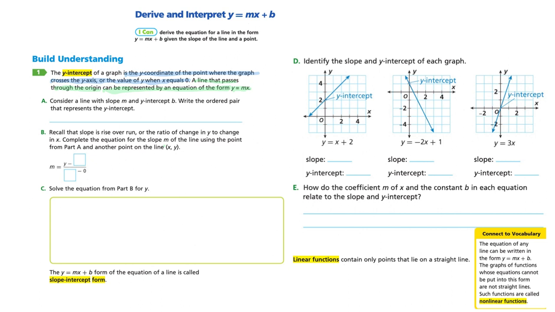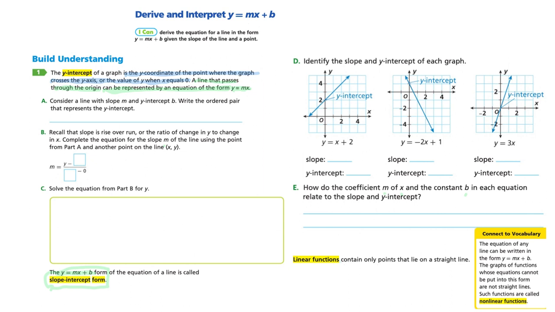So I'm going to have you try these on your own after we read through them, and then we'll go through them together. So C, solve the equation for part B for y. And then here they tell you this form of an equation is called the slope-intercept form. Super important. And D, identify the slope and y-intercept of each graph. So you should be able to do that without too much problem, but we'll look at that together as well. How do the coefficient m of x and the constant b in each equation relate to slope and y-intercept?